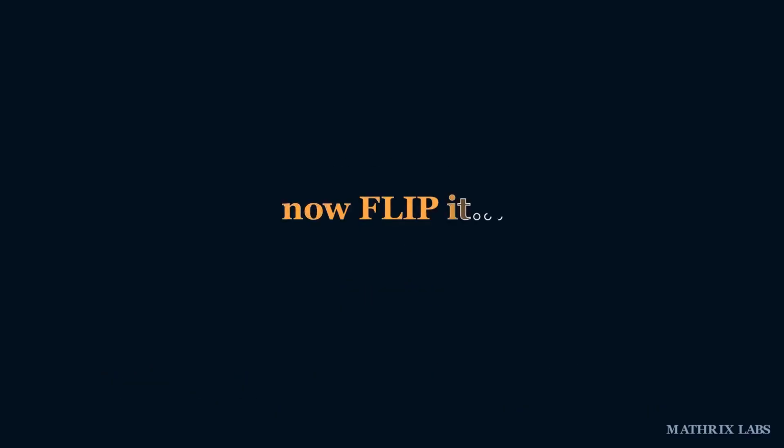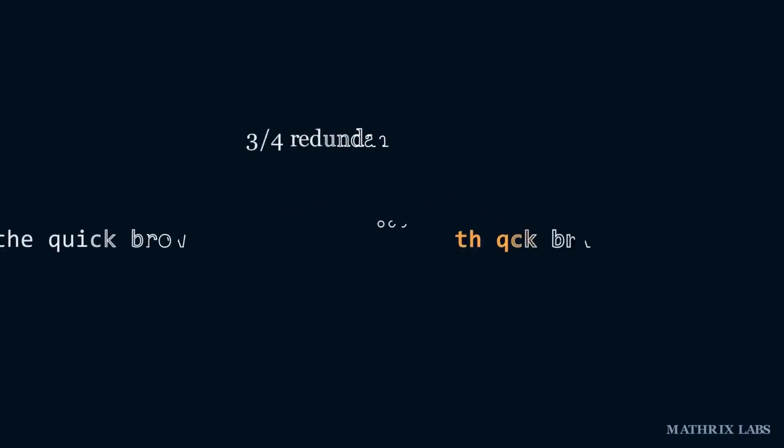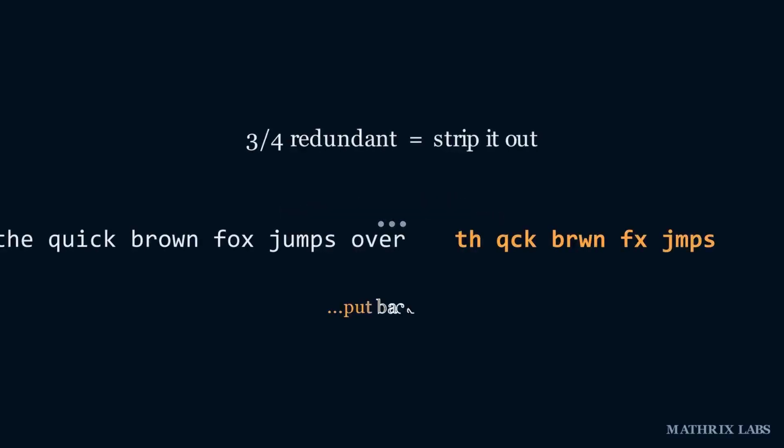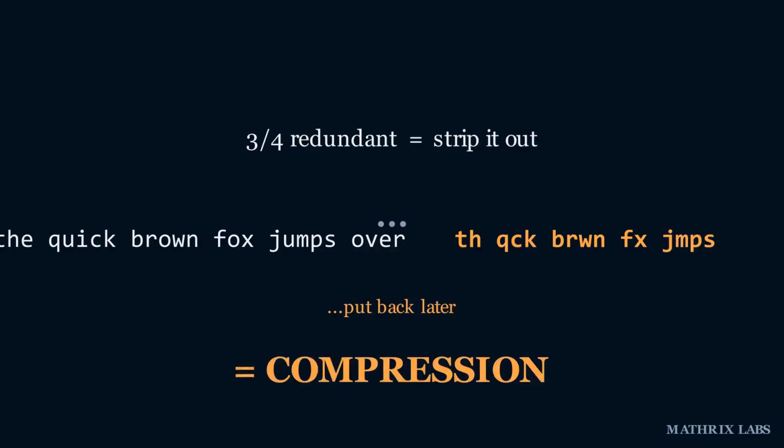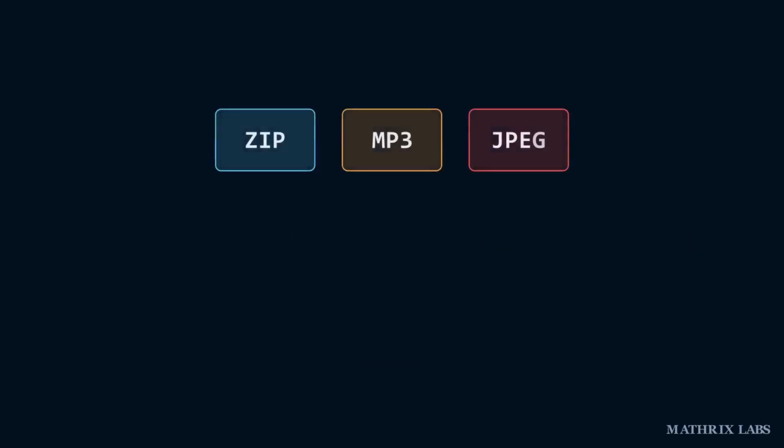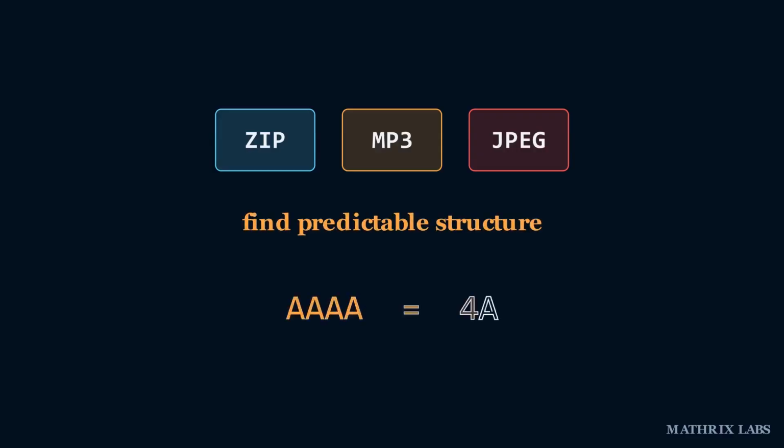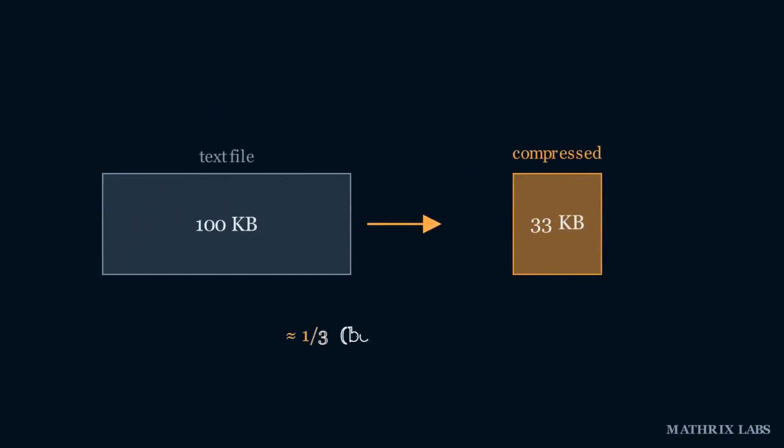Now flip it around. If 3/4 of a text is redundant, you should be able to strip those 3/4 out and put them back later. That's compression. Zip, MP3, JPEG, all doing the same thing. Find predictable structure. Replace it with a shorter code. A plain text file shrinks to about a third of its size because, as Shannon proved, a third is all the real information there is. Your computer is constantly doing this entropy math, deciding which bits are actually necessary.